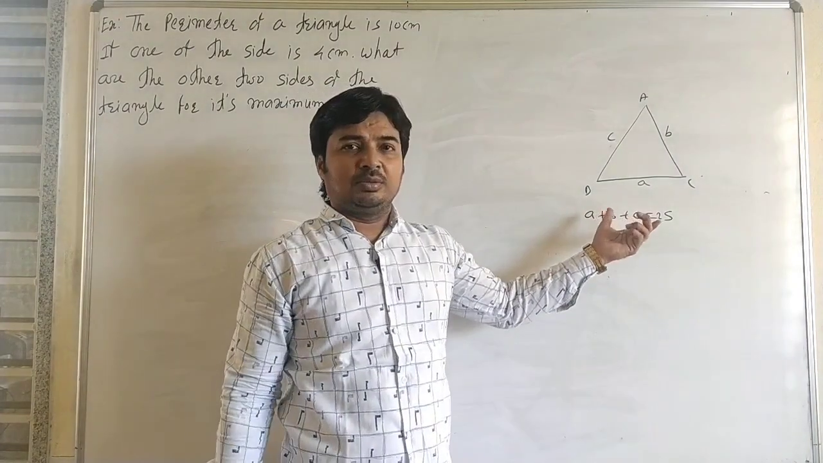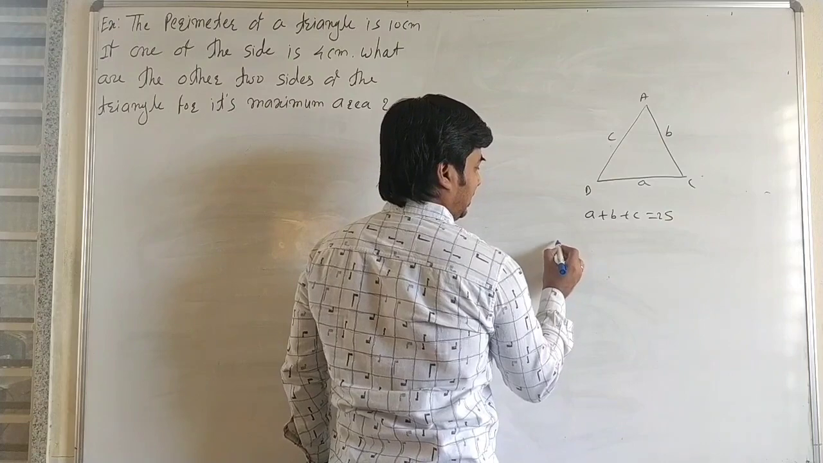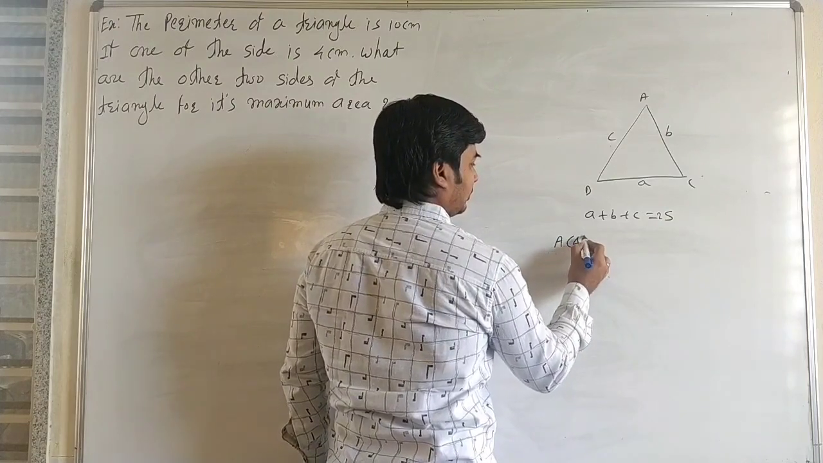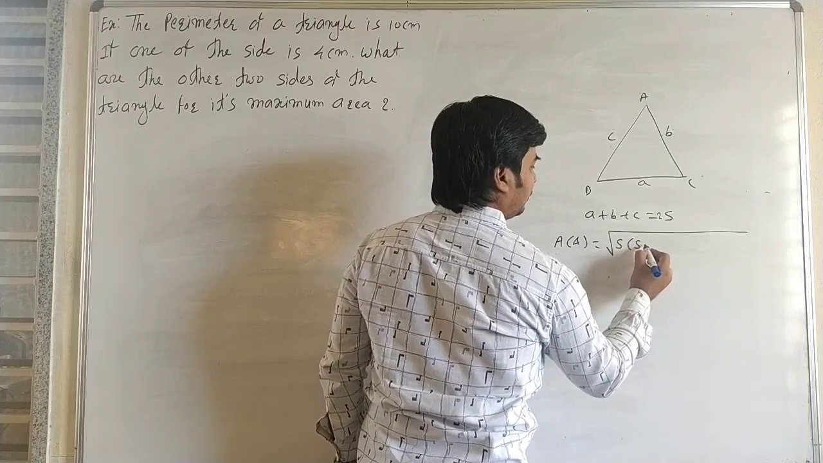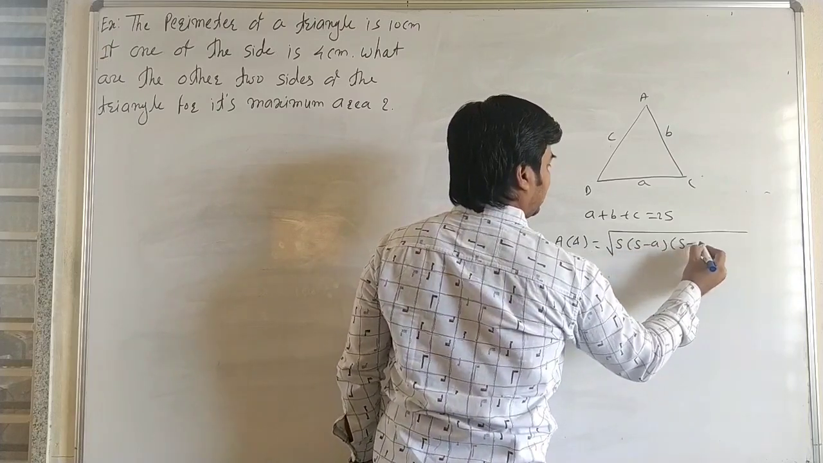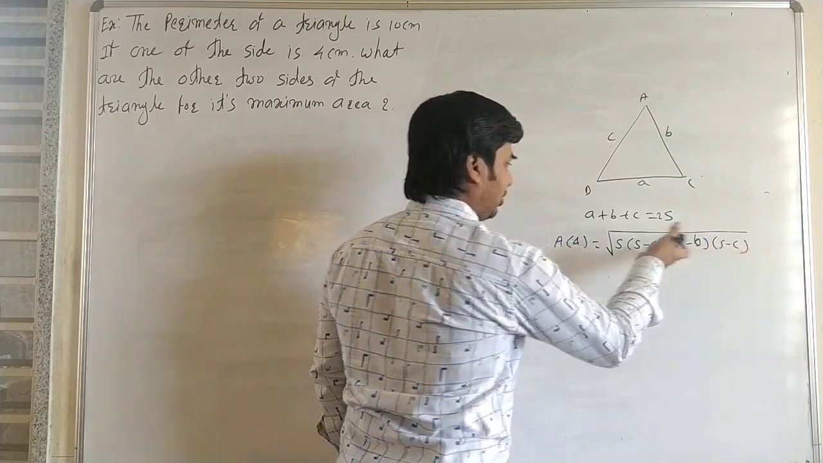A plus B plus C. Okay, S is the half perimeter of the triangle. Then the area of the triangle is under root of S into S minus A, S minus B, and S minus C. It is the area of the triangle.